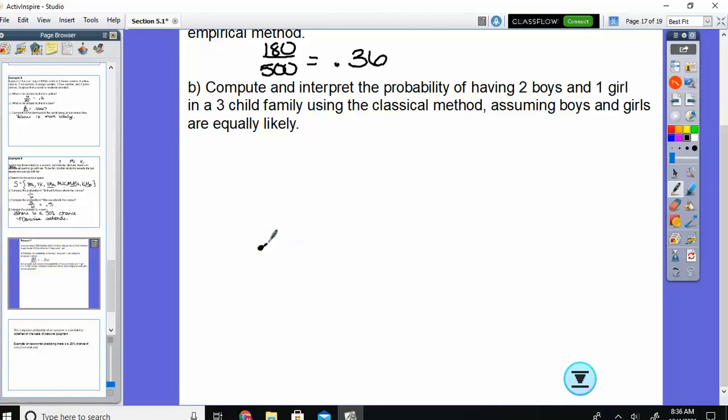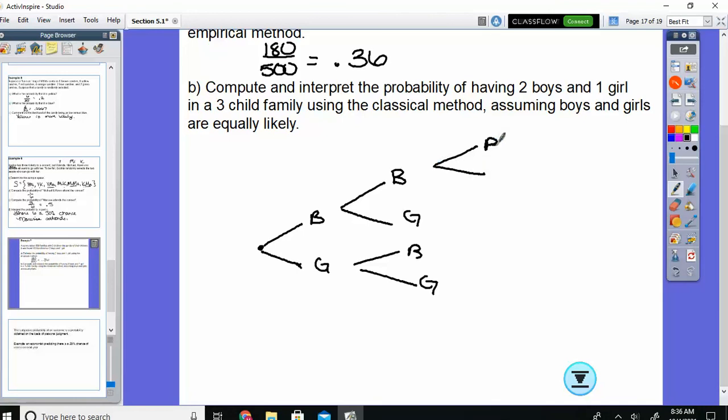So when you have a child, your options are boy or girl, right? That's our first child. Then for the second child, if you had a boy first, your second one could be a boy or a girl. If you had a girl first, your second one could be a boy or a girl. And we have a third child, so what do I need to do? You're going to add another branch for each of these options.